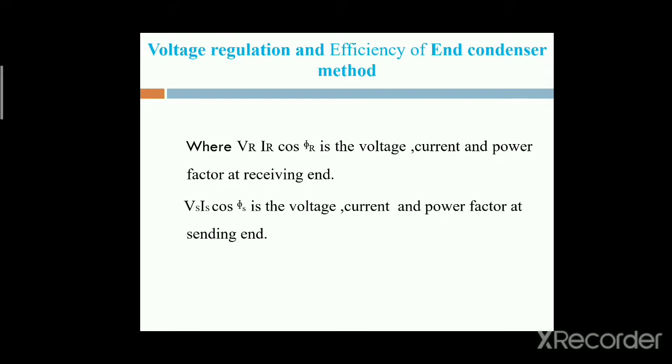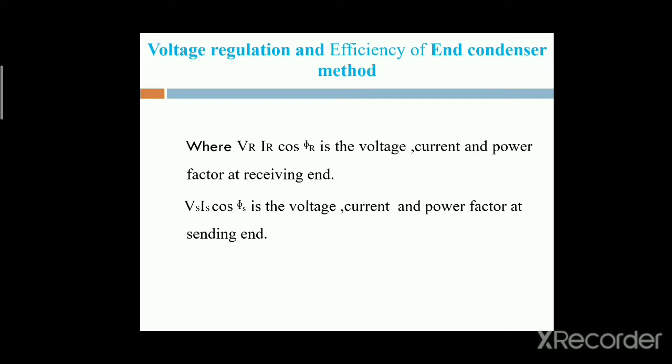This is the first type of medium transmission system. The next two types are the nominal T method and the nominal pi method, which will be discussed in the next class. This is the efficiency and voltage regulation calculation for the medium end condenser method.